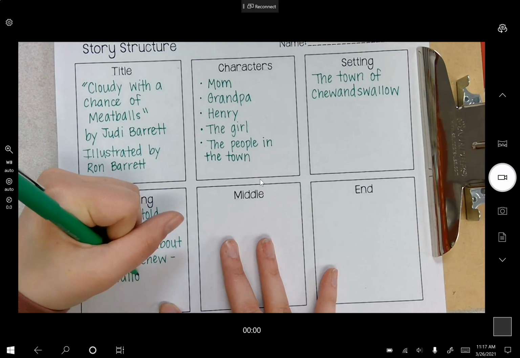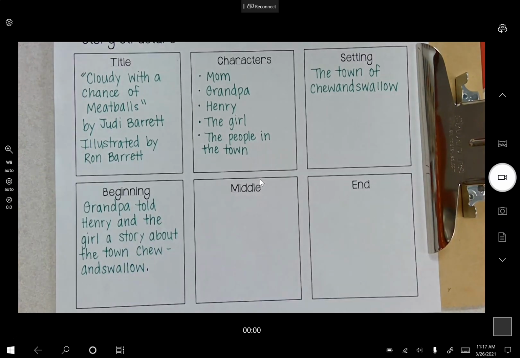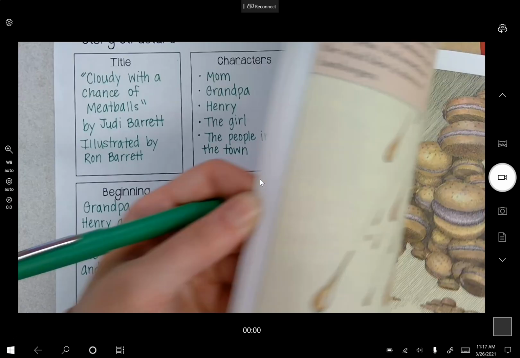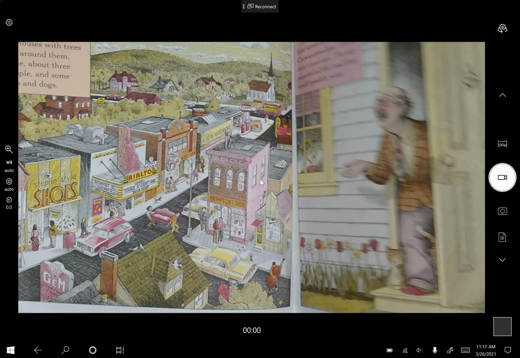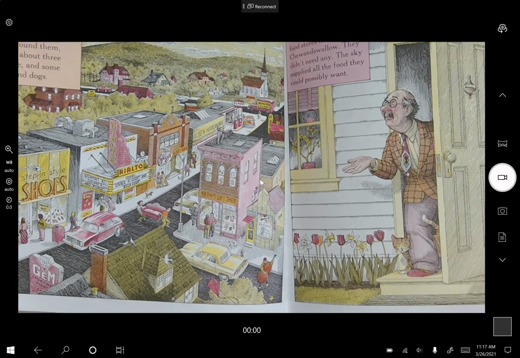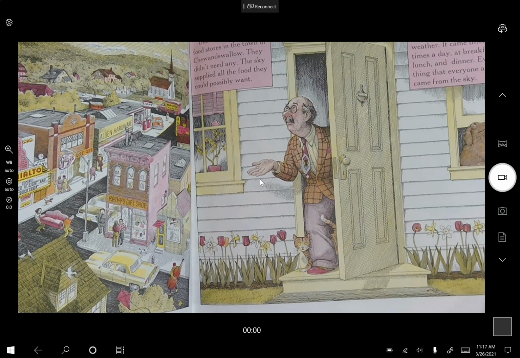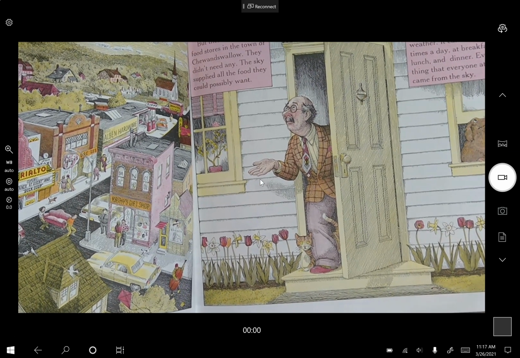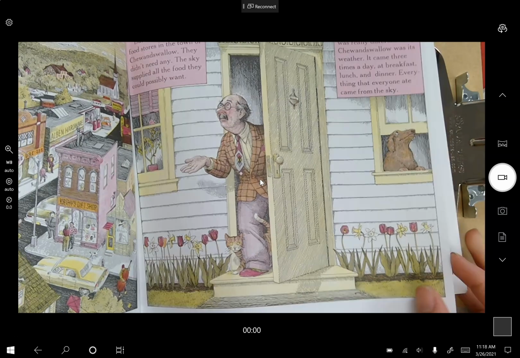So he started telling the story at the beginning. So that's where we started out. Now, as he gets into his story, what do we start to learn about the town of Chew and Swallow? Okay, it was a very special town, as it mentions on this page here. There were no food stores. They didn't need any. The sky supplied all the food they could possibly want.